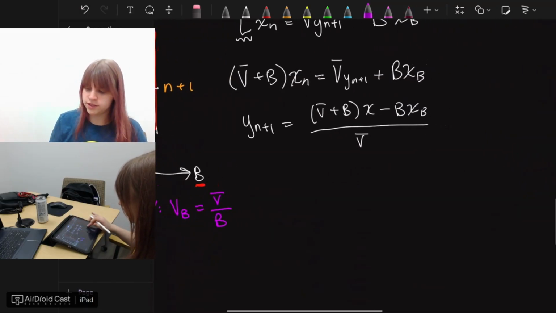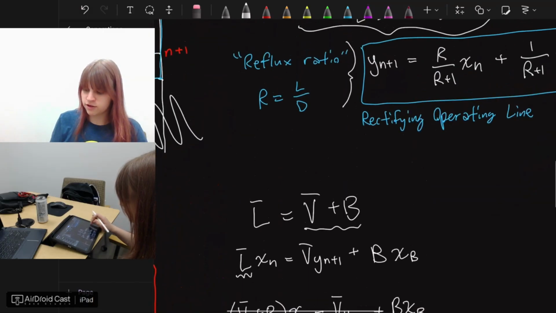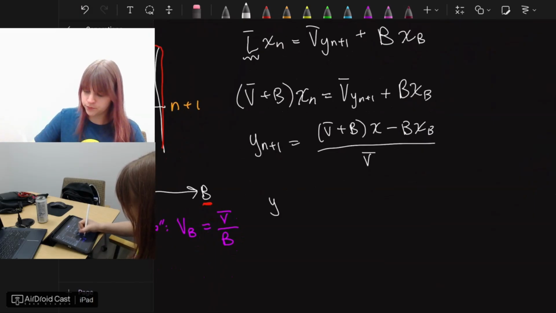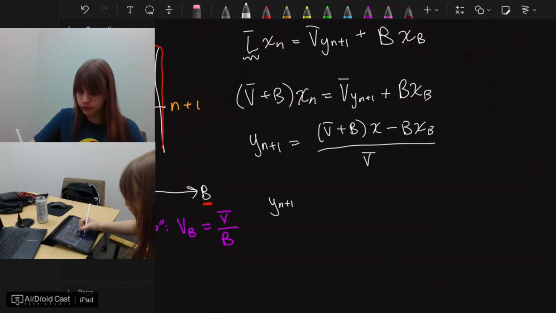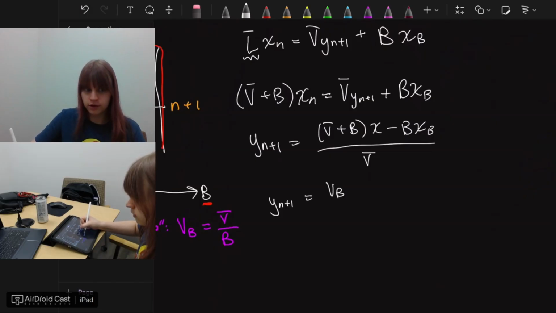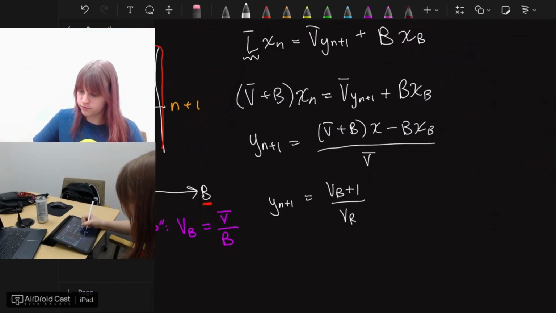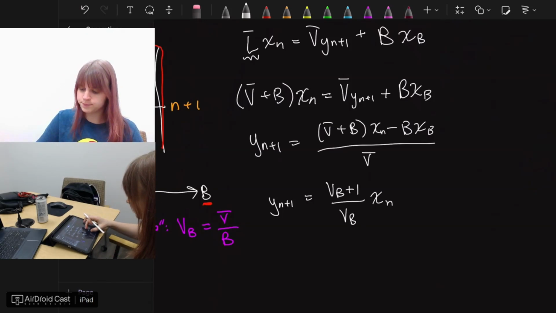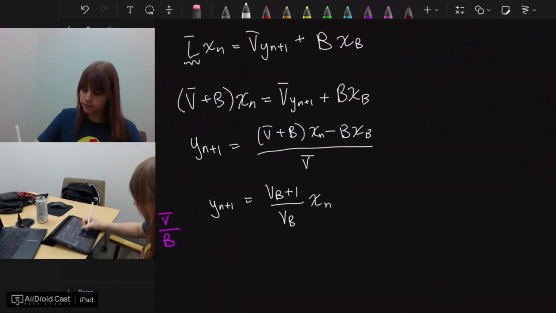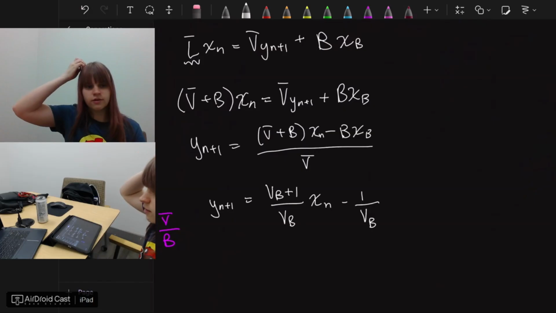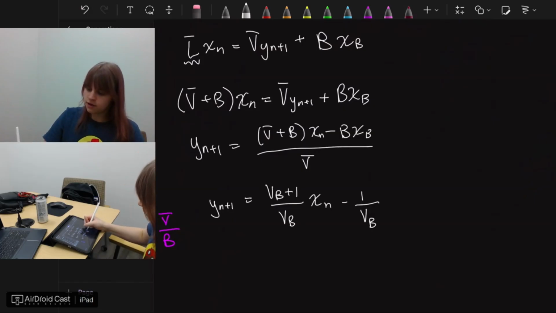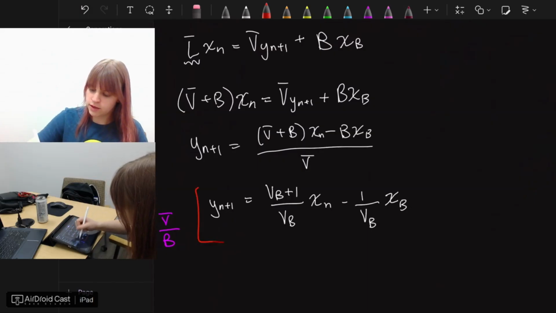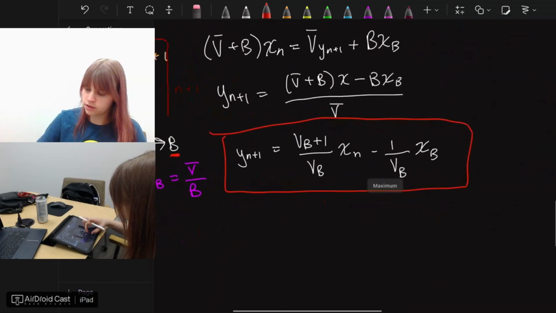And similar to what we did for the rectifying section, we're going to put that boil up ratio in our operating line. So we have Yn plus 1 is equal to this VB plus 1 over VB times, this up here should be an Xn. So that's times Xn. We still have our minus, and this becomes 1 over VB times XB, and that is our stripping operating line.